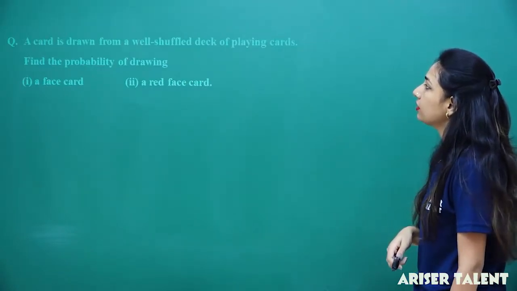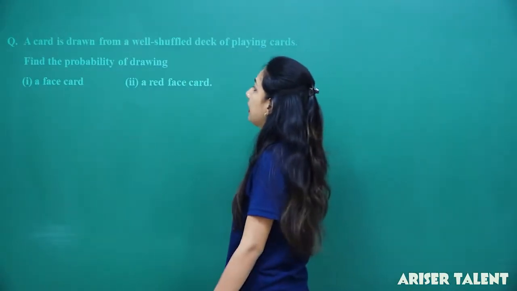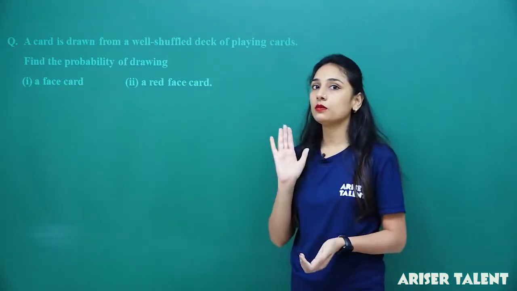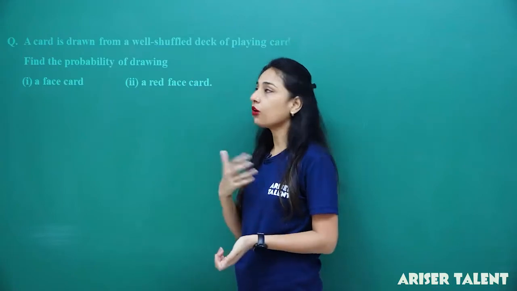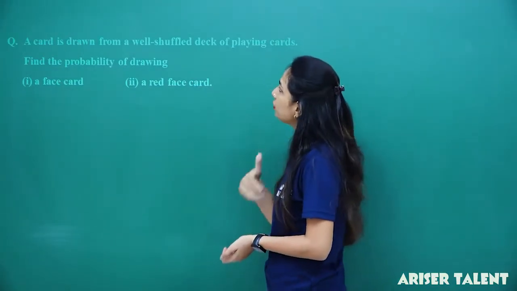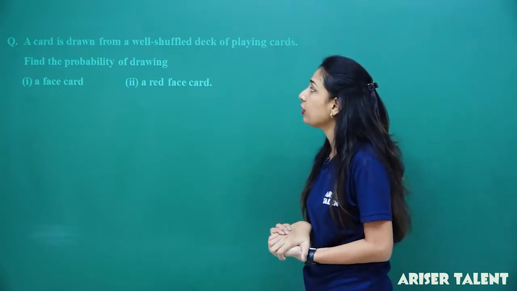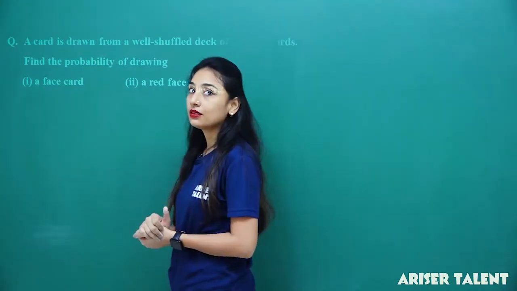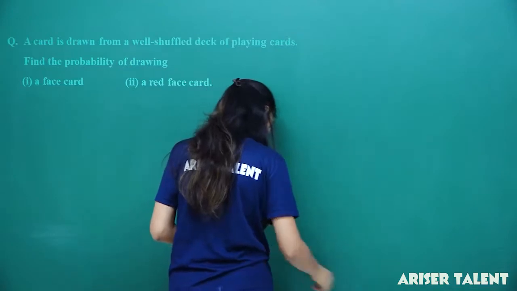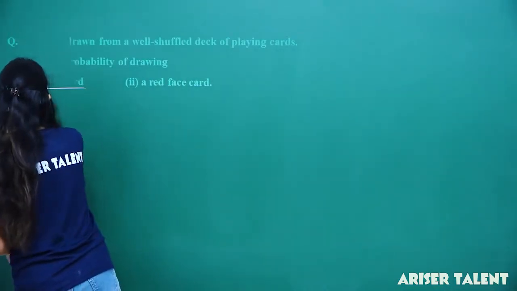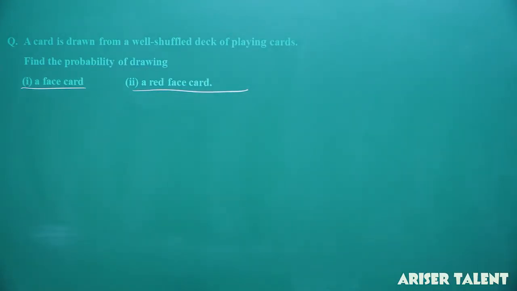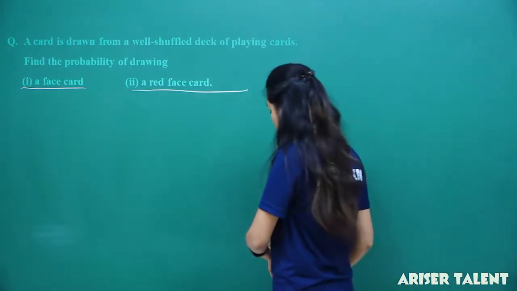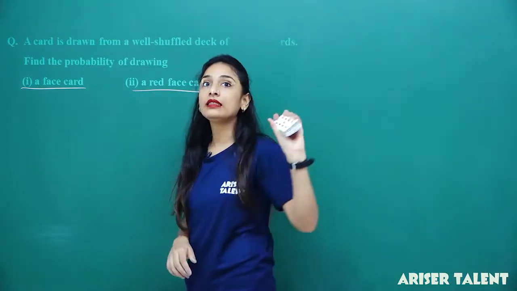So the next question is, a card is drawn from a well shuffled deck. Now I've told you this session is going to be very interesting because we are having cards here, dice here and whatnot. So a card is drawn from a well shuffled deck of playing cards. Find the probability of drawing a face card. Now note this, a face card and a red face card. So we are getting two things here, a red face card and a face card. So we have talked about these cards, right?